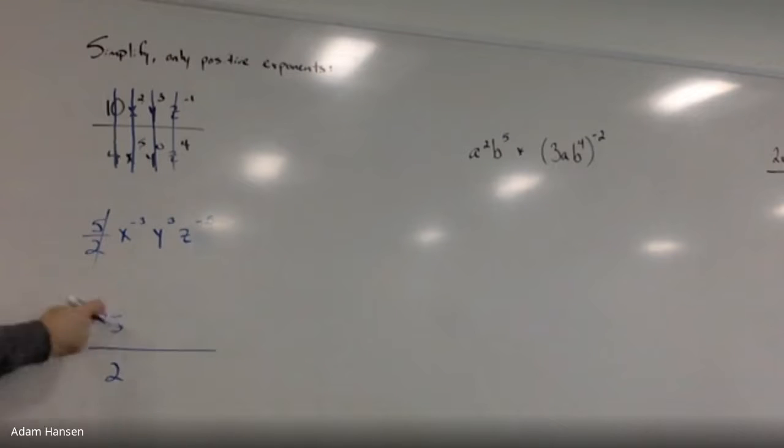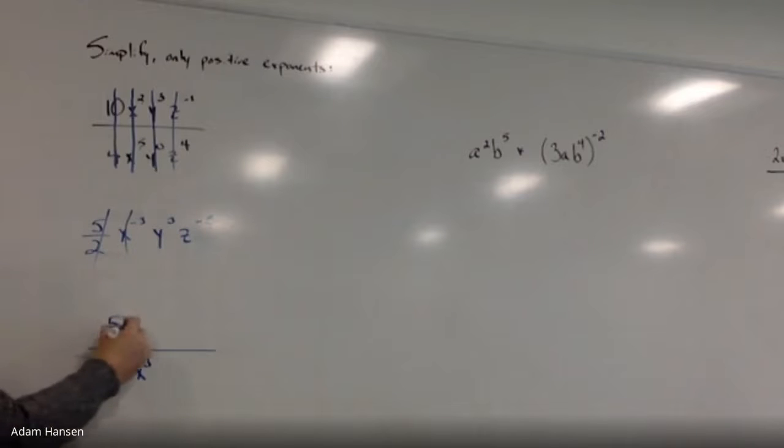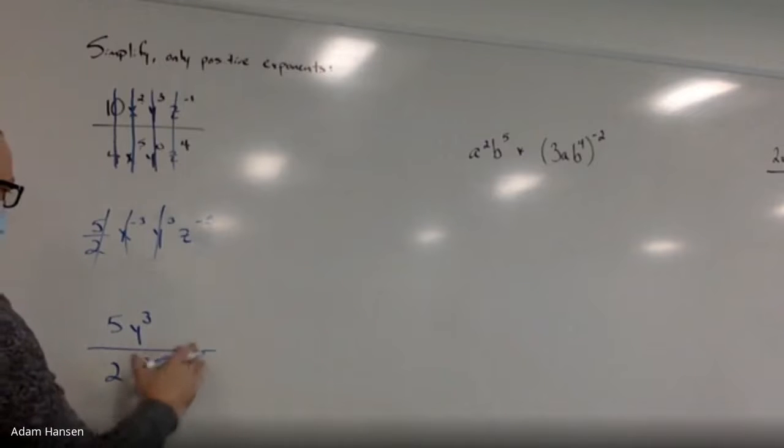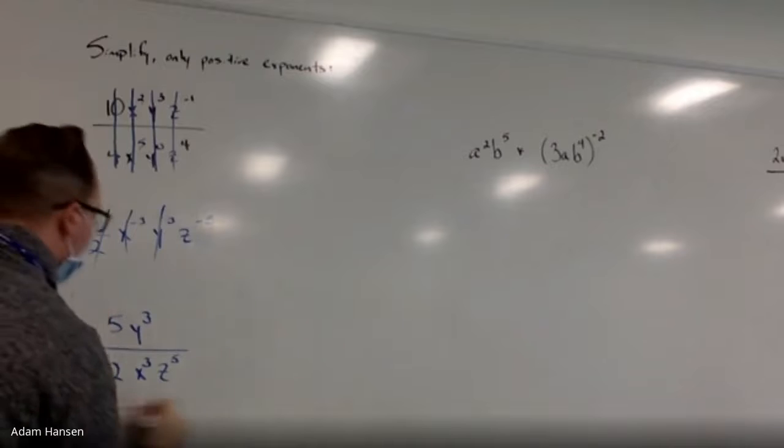The x to the negative third, is that going to go on top or bottom? Bottom as a positive third exponent. How about y to the third, top or bottom? Top. It's still positive, so put it on top. Z to the negative fifth becomes z to the positive fifth, back down into the denominator. So final answer, 5y cubed over 2x cubed, z to the fifth.